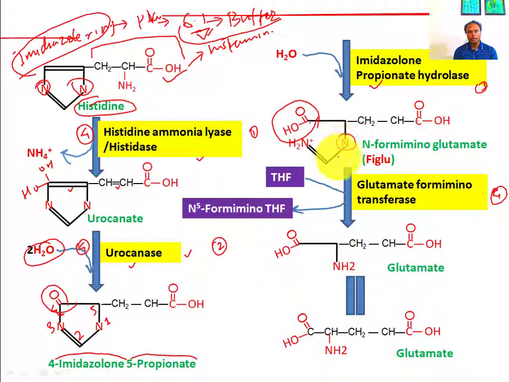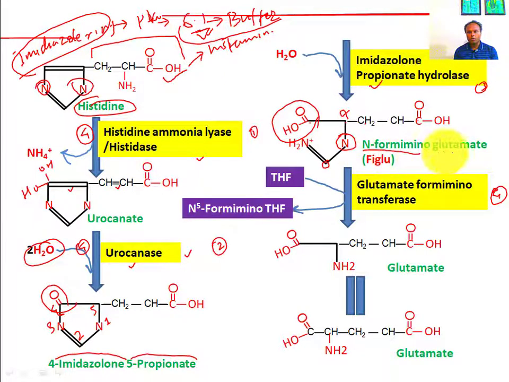With amino group, this is form one carbon, imino group is attached. Form imino group is attached. So N-formimino. This is N-formimino, and this whole compound is now glutamate, because dicarboxylic acid, 5 carbon amino acid is glutamate. Alpha, this amino group at alpha carbon, this is glutamate.